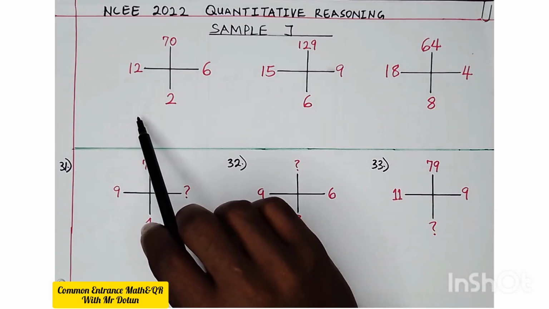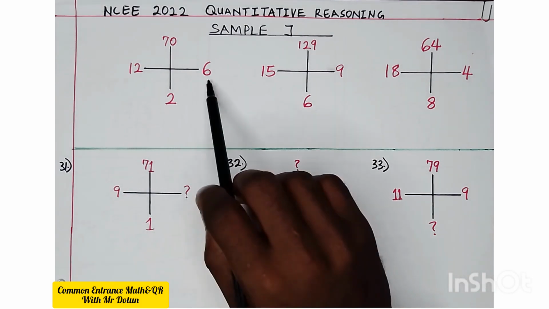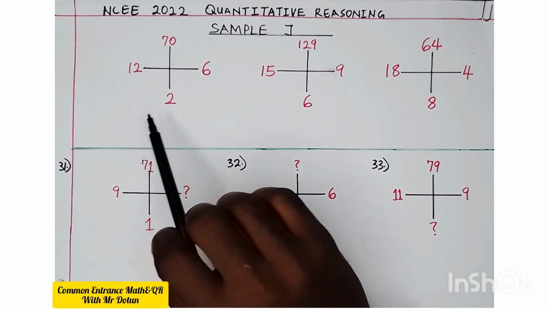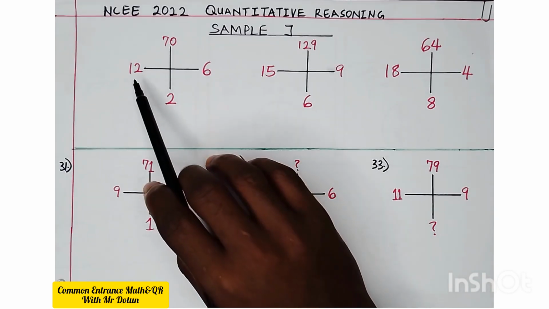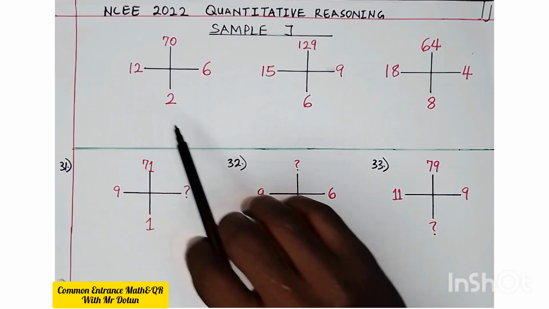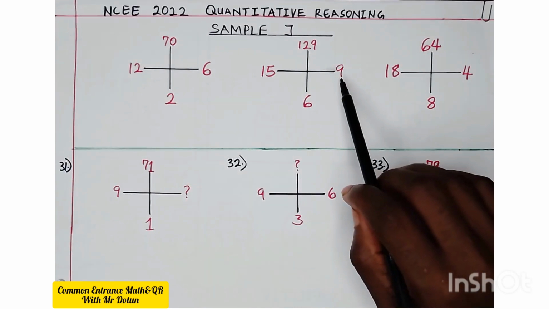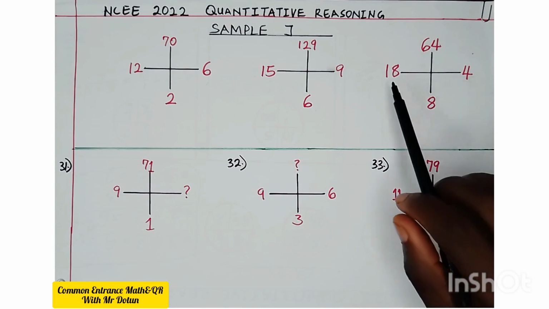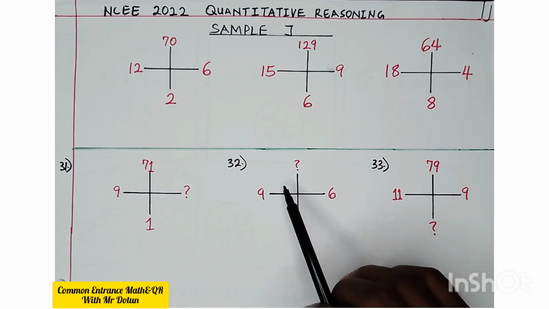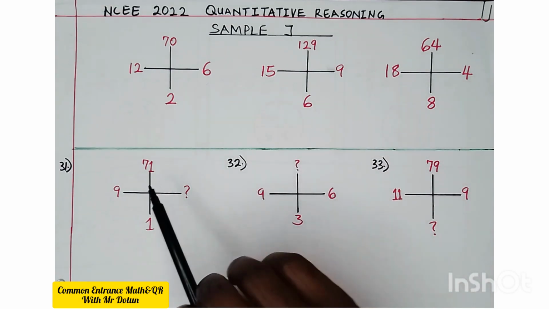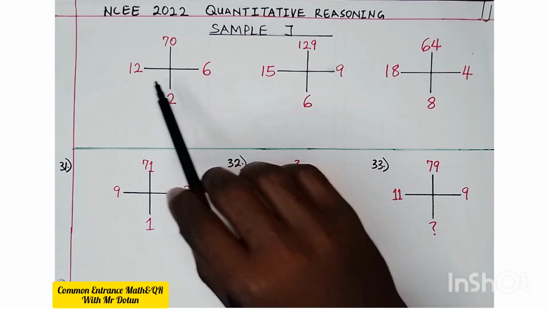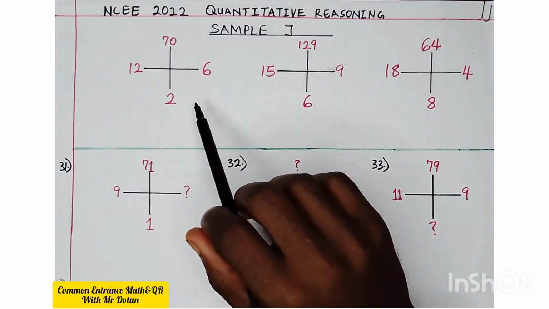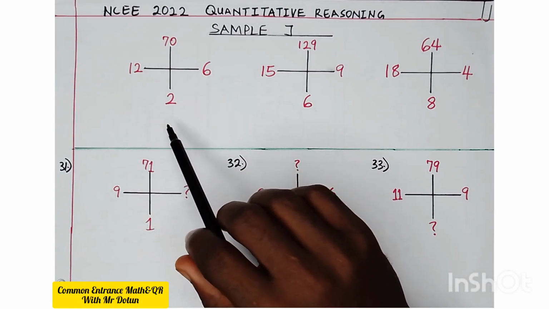The first thing I could see here is 2, 6 and 12, and I know that 2 times 6 is 12. So I quickly check that with the other sample. 6 times 9, oh no, it's not 15. 8 times 4 is not 20, it's not 18. So that means this 2 times 6, 12 is misleading, so that is not it. So we move away from that and check again.